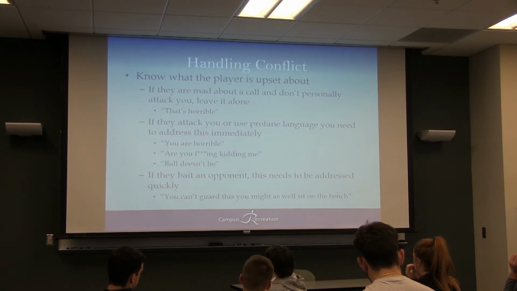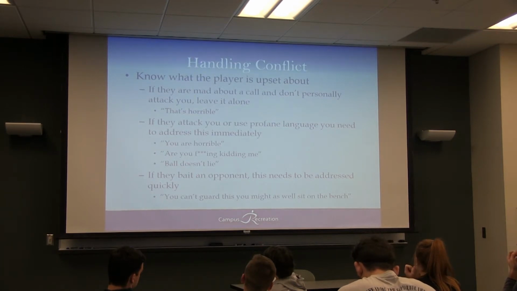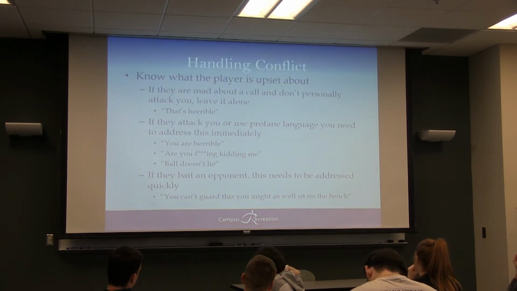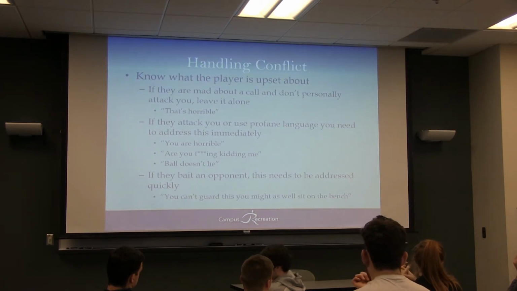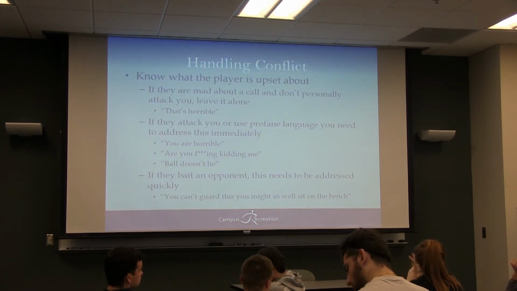But if they attack you or use profane language anyway, this is usually an automatic technical, at least for me. If they say, you are horrible, you've got to think about your style. If there's any sort of profane language, usually automatic technical. Are you effing kidding me? Technical. Ball don't lie, any sort of taunting, technical. And if they attack you as an official, like you're a terrible official, you this, you that, that's when you can throw technicals, because you don't get paid enough to be yelled at by our players in that manner. That's what NBA people deal with.